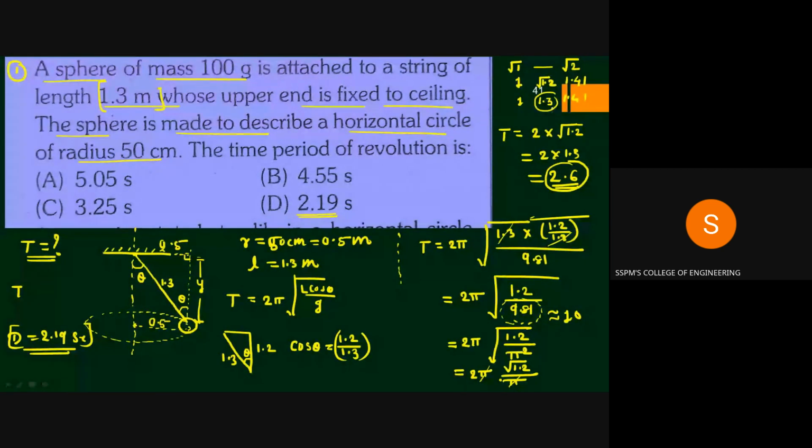Even if you take this value as 1.2, then this will be 2.4. So in this way, we can simplify the problem without using the log table or without any angle theta.